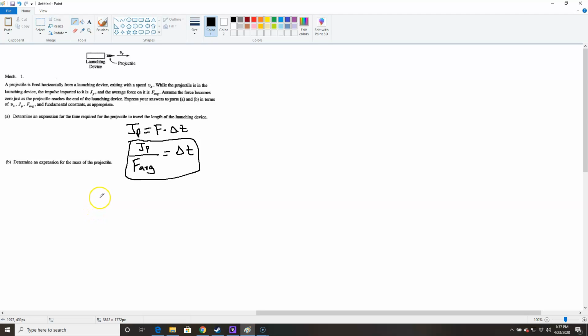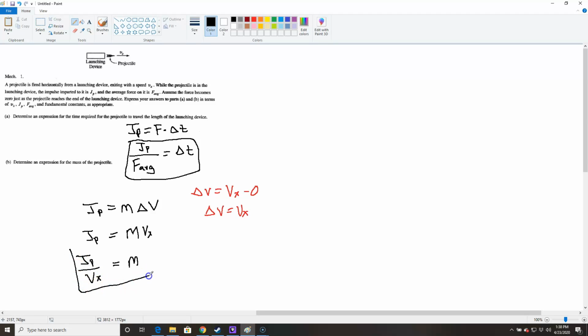For B, it says determine an expression for the mass of the projectile. So this continues onwards with the idea that impulse, by definition, is m delta v, or change in momentum. So delta v itself is going to be v final, which is Vx, minus v initial, which is 0. So delta v is Vx. So we have m Vx equals J sub p. The mass is J sub p over Vx.